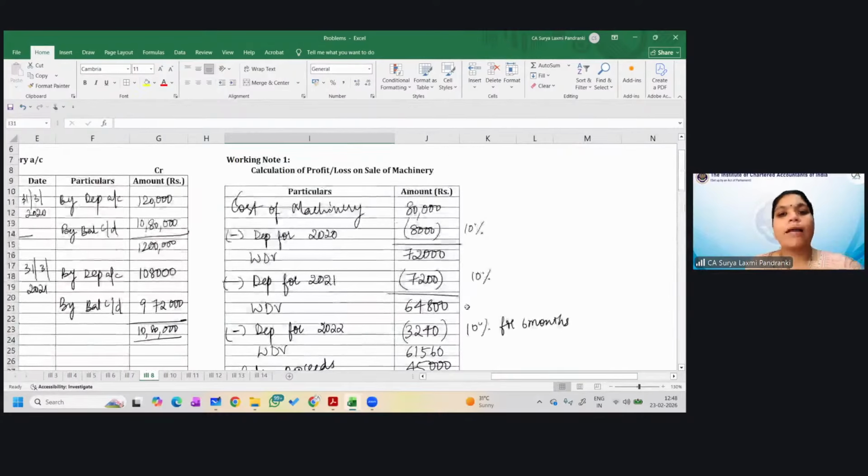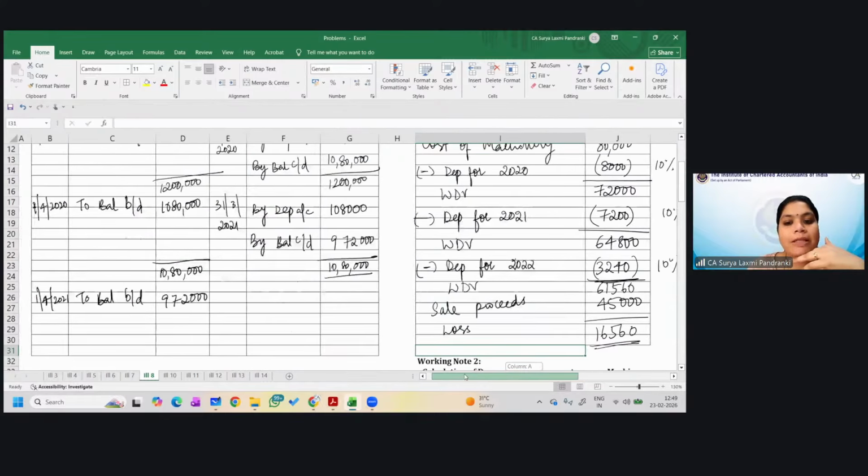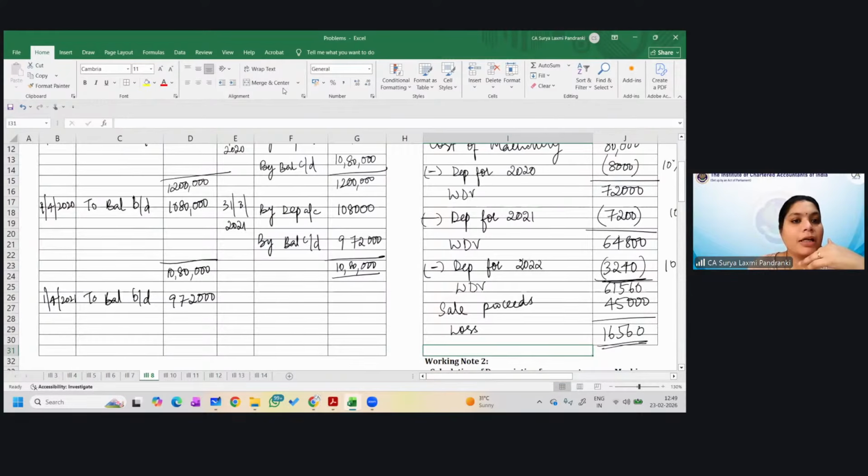16,560. So I have almost taken the depreciation for 2.5 years. You can directly take that 2.5 years' depreciation, but to be very clear, I have written it separately so that you're not confused about what is happening. Why did we take 2.5 years? Few people will have confusion, so I've taken it this way. Okay, this is now what has to come in your machinery account.